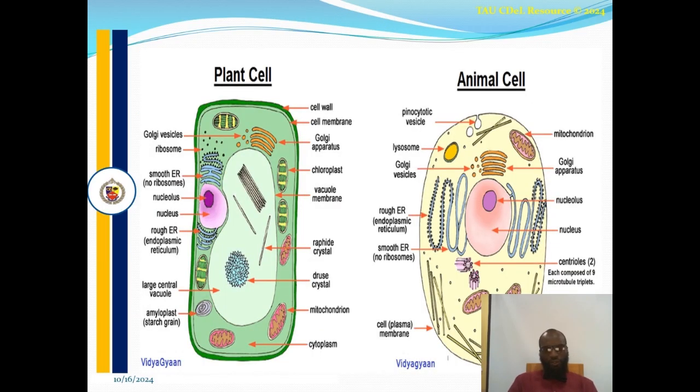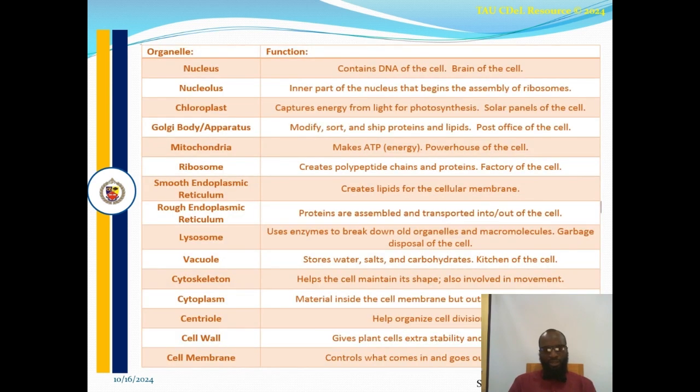This is an illustration, a diagram of plant cells and animal cells. You can see that some of the organelles you find in animal cells are also found in plant cells, whereas there are some organelles you find in plant cells that are not in animal cells.